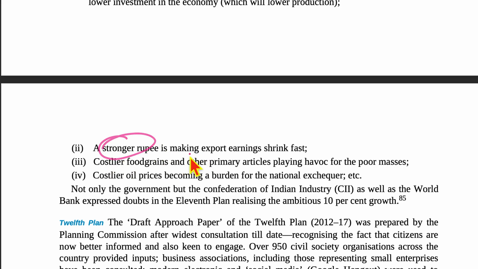A stronger rupee is making export earnings shrink fast. Costlier food grains and other primary articles are playing havoc for the poor masses. Costlier oil prices are becoming a burden for the national exchequer, etc. Not only the government but the Confederation of Indian Industries, CII, as well as the World Bank expressed doubts about the 11th plan realizing the ambitious 10% growth.